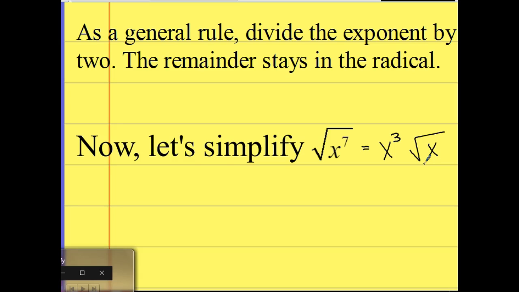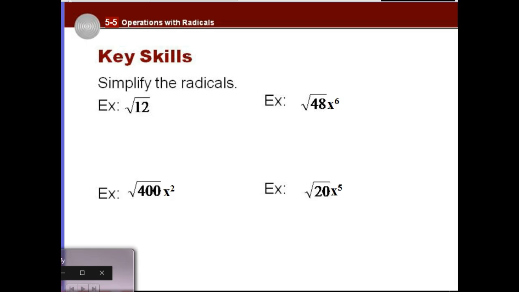Okay, so the very first example, we simply have the number 12. The square root of 12 gets broken down into what two numbers? 4 and 3. What is the square root of 4? 2. Okay, and can we simplify the square root of 3? Nope. So the square root of 4 becomes 2, and you get 2 square roots of 3.